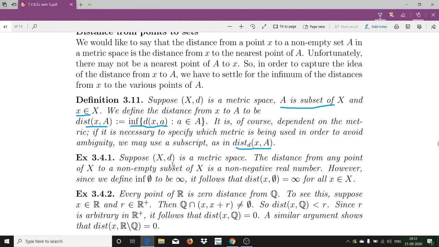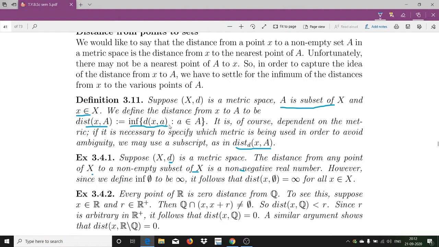It says if you have a metric space (X, d), then the distance from any point of X to a non-empty subset of X is always a non-negative real number, which is very obvious, because the distance from a point to a non-empty set A you have defined to be the infimum of d(x, a), and d(x, a) is always greater than or equal to 0 as d is a metric. Therefore the infimum is also greater than or equal to 0. So the distance between any point and a non-empty subset of X is always going to be a non-negative real number.